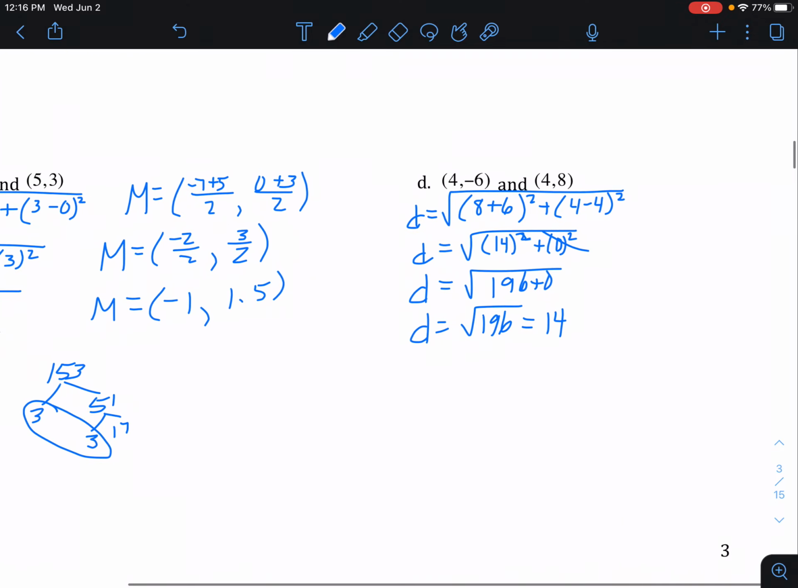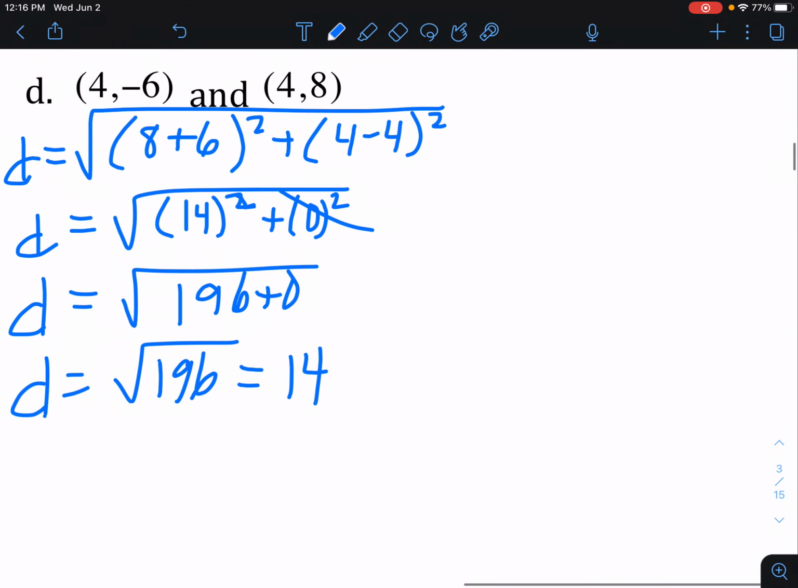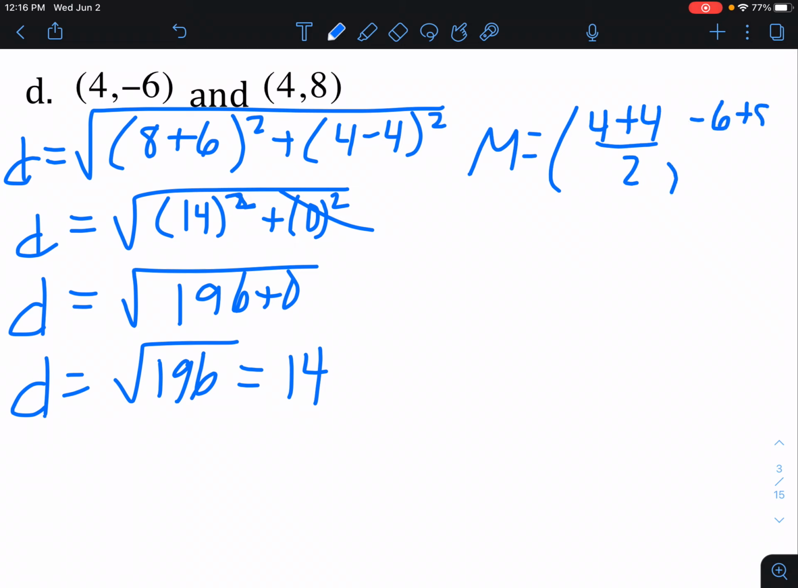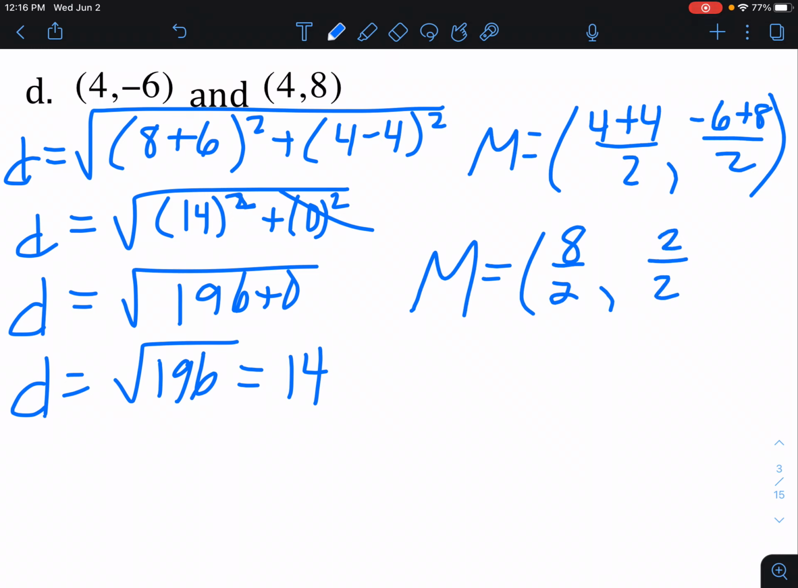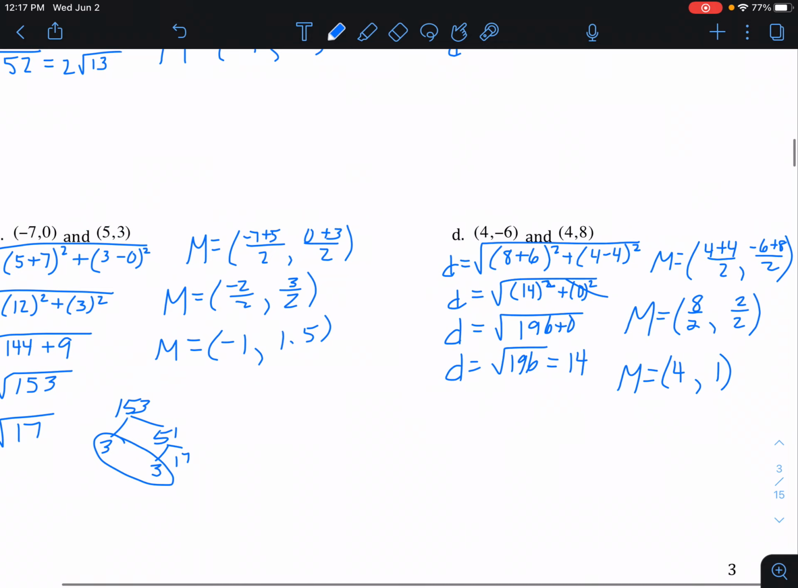And then finally letter D. Add the x's, divide by 2, add the y's, divide by 2. So we're going to add. 4 plus 4 gets 8. Negative 6 plus 8 is 2. So 8 divided by 2 is 4. 2 divided by 2 is 1. So there's your midpoint, 4, 1.